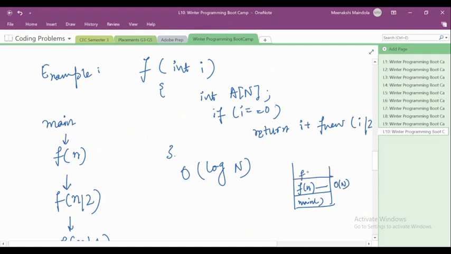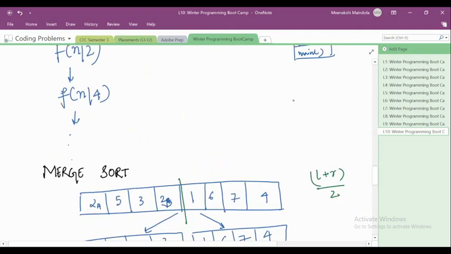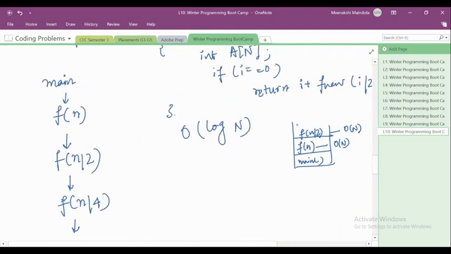And then you call f of n by 2. It is again going to declare an array of order n space. Similarly, up till all the functions are recursively called, right? All function calls are made. So how many times does this happen? How many times do these function calls happen? We have already seen that it is going to happen log n times, right?